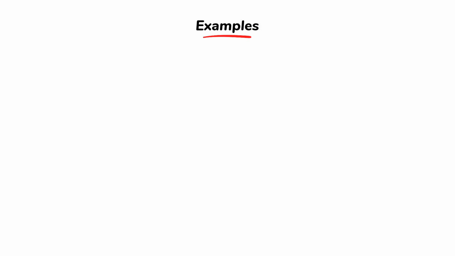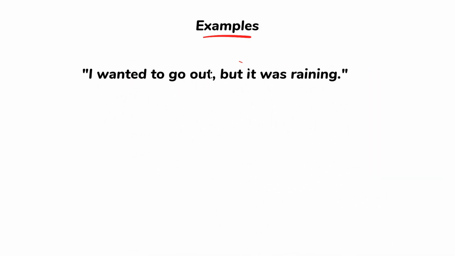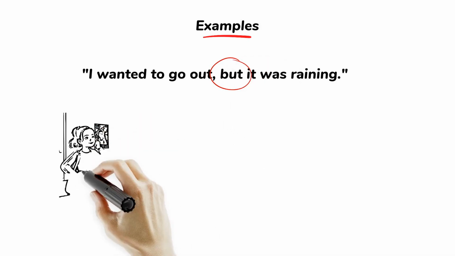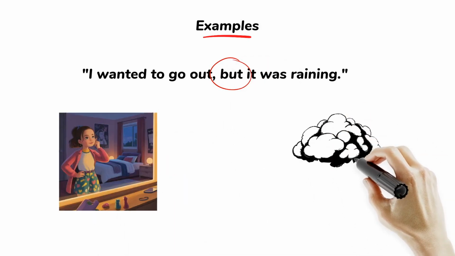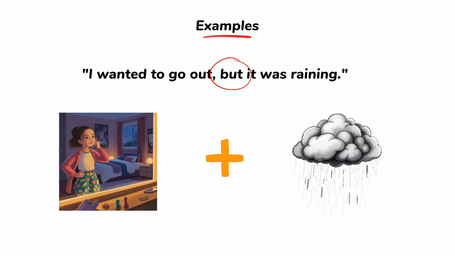For example, I wanted to go out, but it was raining. The word but connects two ideas and shows a contrast. Instead of two short sentences, I wanted to go out, it was raining, we use but to join them and show the relationship between the ideas.